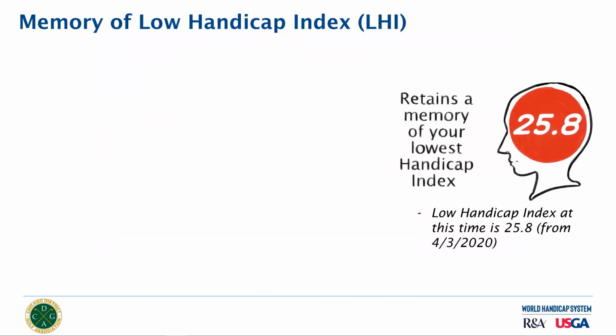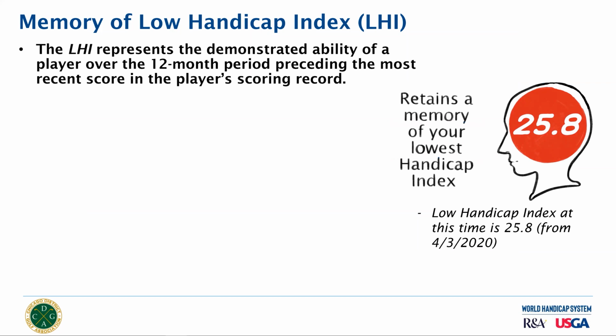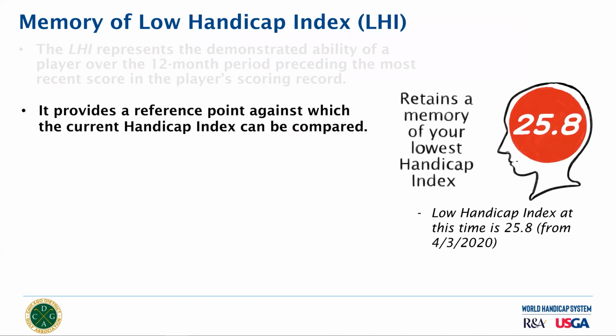Low handicap index. The World Handicap System retains a memory of your lowest handicap index. In this example, this individual is starting with a low index of 25.8 as of April 3rd of 2020. The LHI represents the demonstrated ability of a player over a 12-month period preceding the most recent score in the player's scoring record. This provides a reference point against which the current handicap index can be compared.